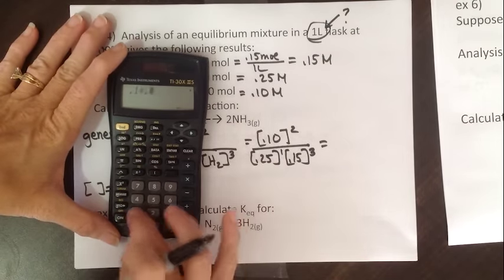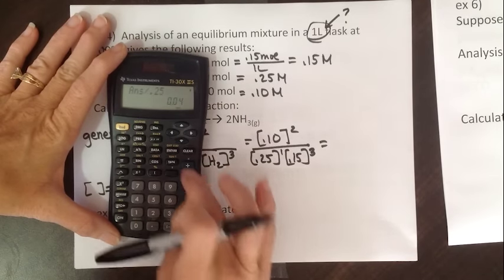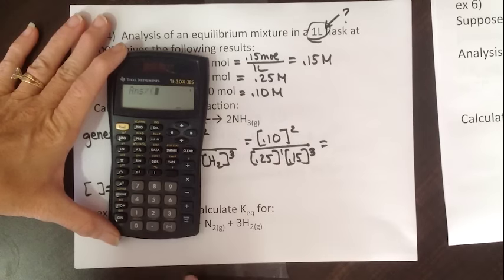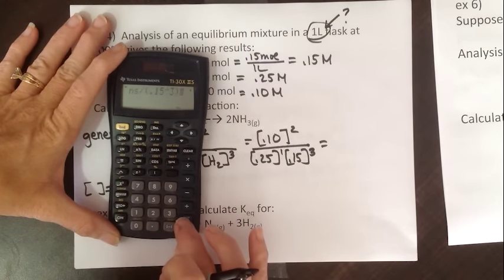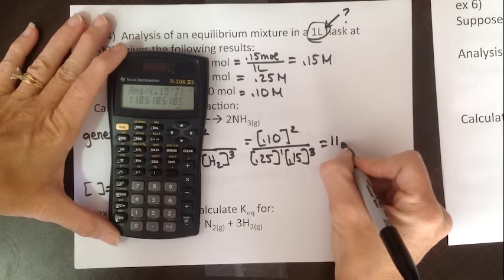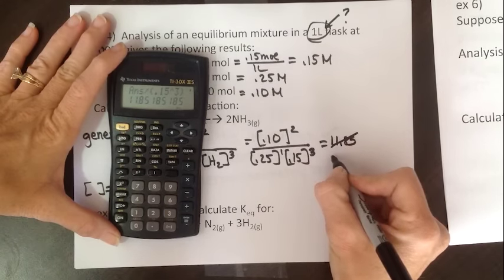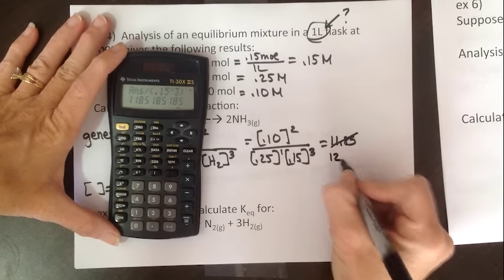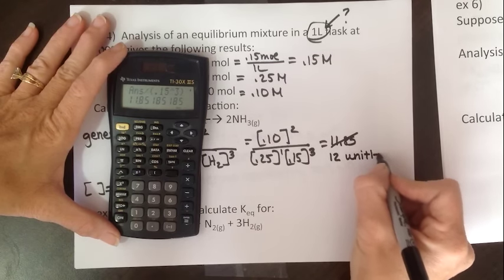0.1 times 0.1 divided by 0.25 divided by 0.15 raised to the third. I get 11.85, I'm going to use sig figs, so I'm going to clean that up to 12. And we're going to leave this as a unitless number.